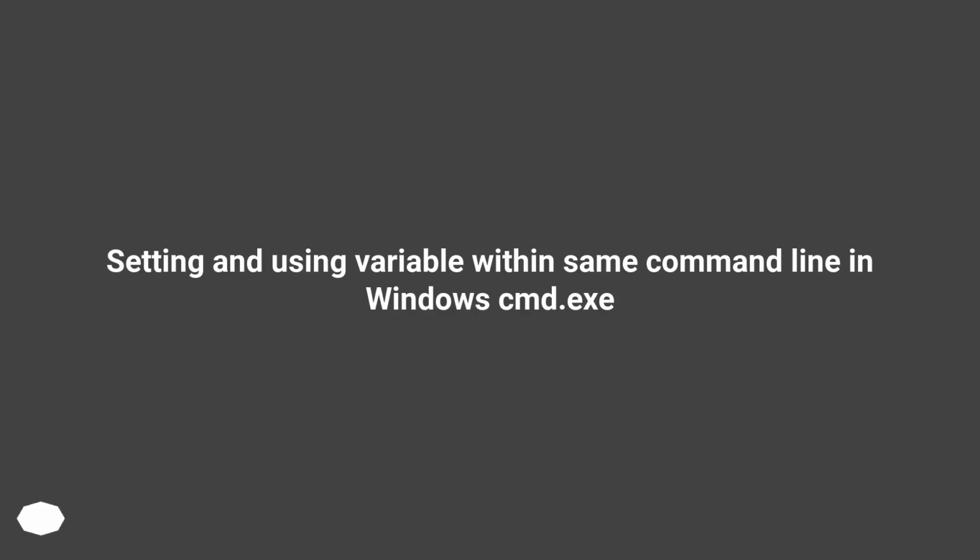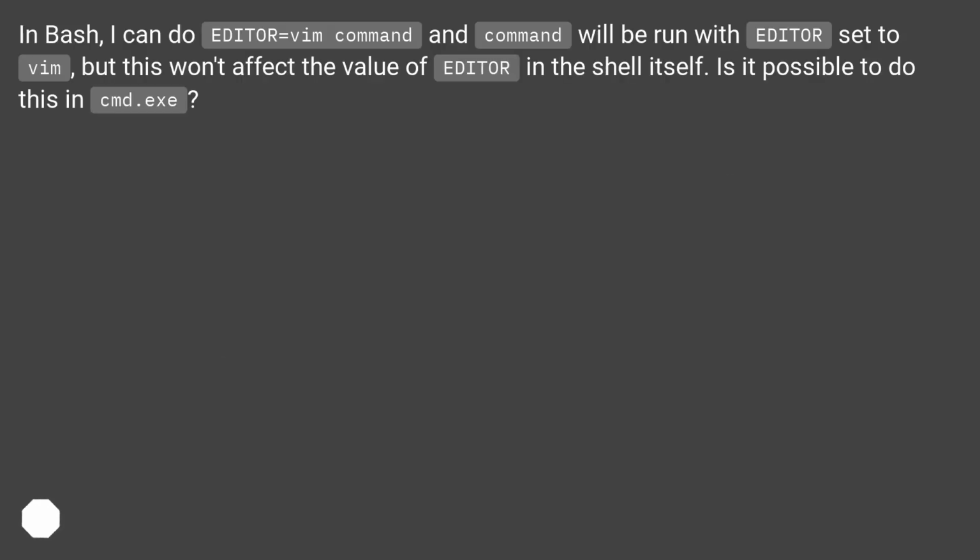Setting and using a variable within the same command line in Windows cmd.exe. In Bash, I can do EDITOR=vim command, and the command will be run with EDITOR set to vim, but this won't affect the value of EDITOR in the shell itself. Is it possible to do this in cmd.exe?